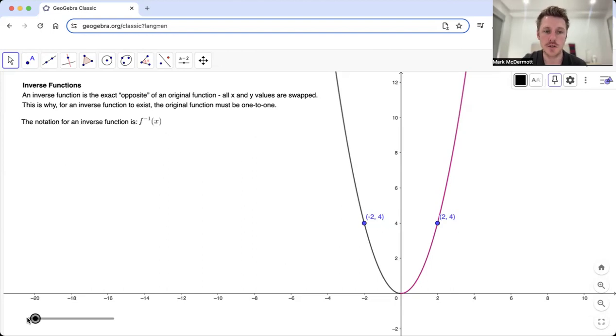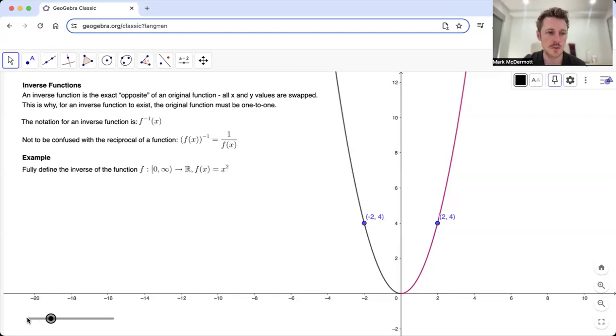The notation for an inverse function is this: f to the power of -1 and then x. And this is important because that is scarily similar to this. So this is not to be confused with the reciprocal function, which is f of x all to the power of -1, which means 1 over f of x, which is a very different function. So when we're doing the inverse function, we put f to the -1 and then we put the x. Okay, you'll hopefully see how it all comes together in a minute. So let's have a look at an example.